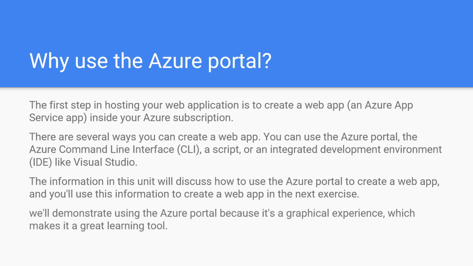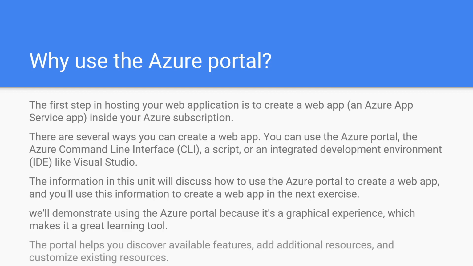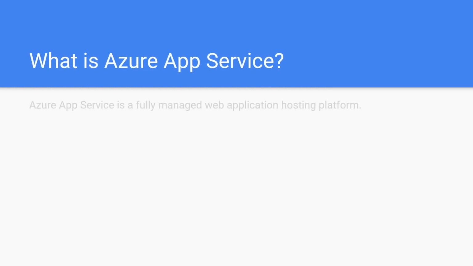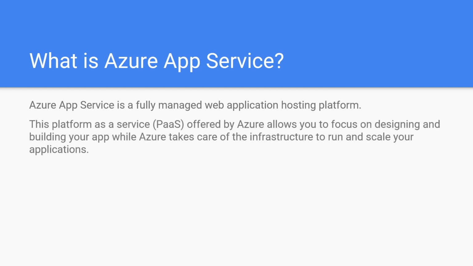Now we will demonstrate using the Azure portal because it is a graphical experience which makes it a great learning tool. And the portal helps you discover available features, add additional resources, and customize existing resources. So what is Azure App Service? Let's have a quick look here. Azure App Service is a fully managed web application hosting platform. This is a platform as a service, PaaS, offered by Azure, which allows you to focus on designing and building your app while Azure takes care of the infrastructure to run and scale your applications.